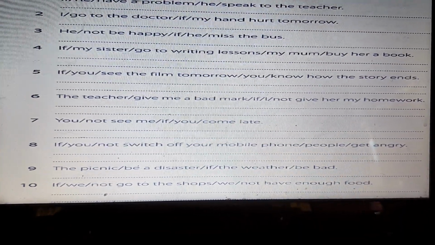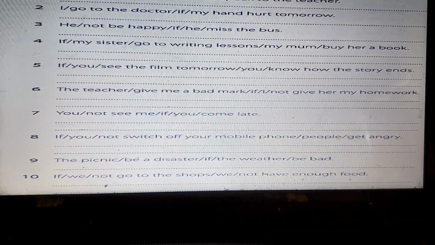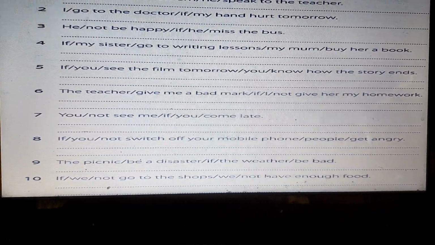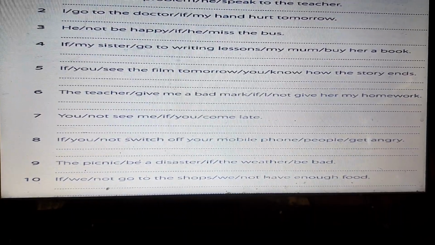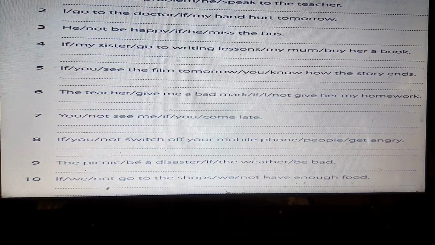Number 9, the picnic be a disaster if the weather be bad. So the sentence will be, the picnic will be a disaster if the weather is bad.